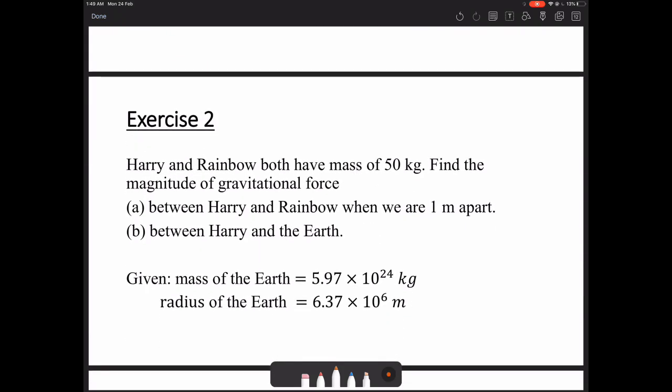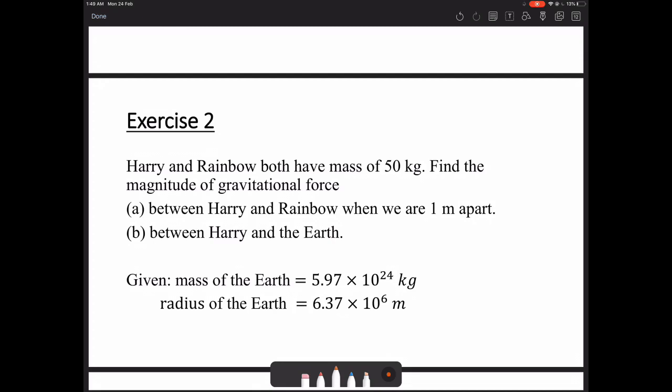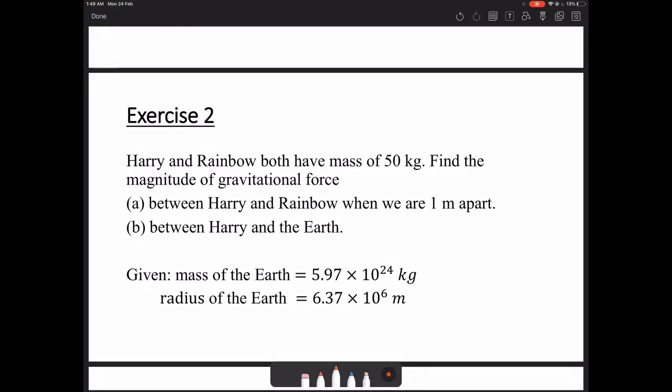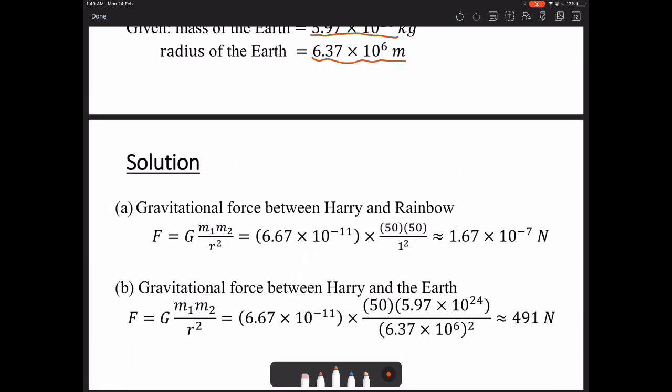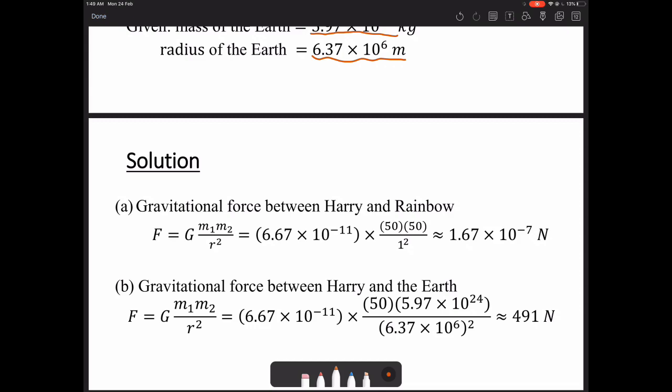Let us do this example, then we will know the reason. Harry and Rainbow both have a mass of 50 kilograms. Find the magnitude of gravitational force between Harry and Rainbow when they are 1 meter apart. B. Between Harry and the Earth. We have got the mass of the Earth and the radius of the Earth.